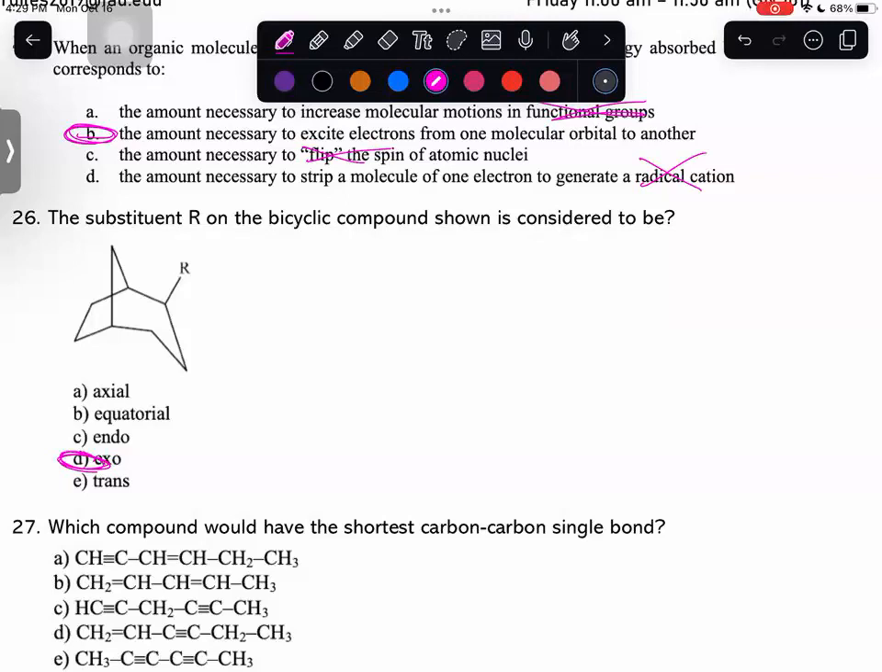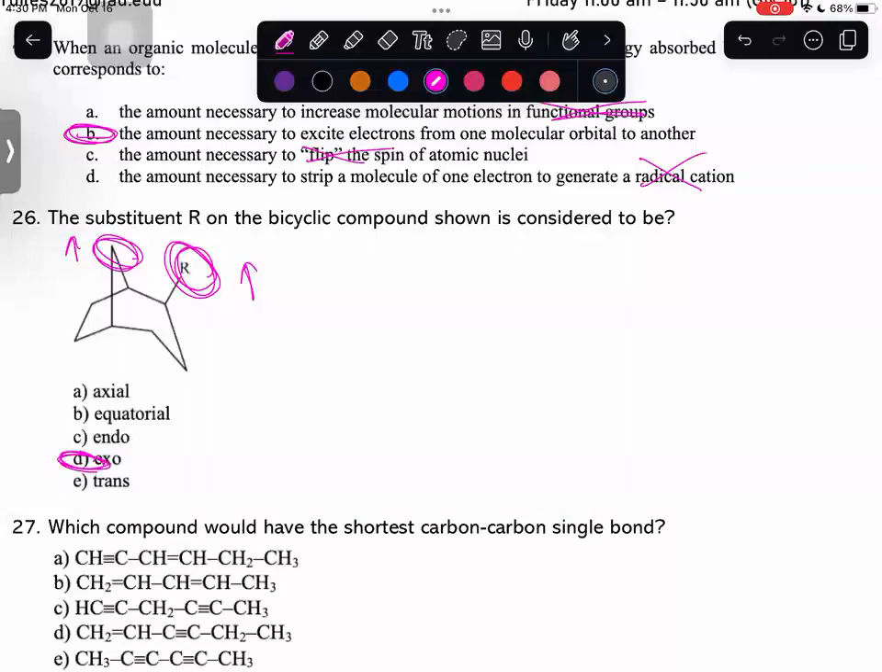Okay, so remember, to determine if it's endo or exo, first of all, we're going to look at our bridgehead. That's going to be a reference point. This guy is pointing up. Then we're going to look at whatever substituent we have. In this case, the only one is R. This one's pointing up as well. Both pointing up, same direction, says exo. It's a boat conformation.